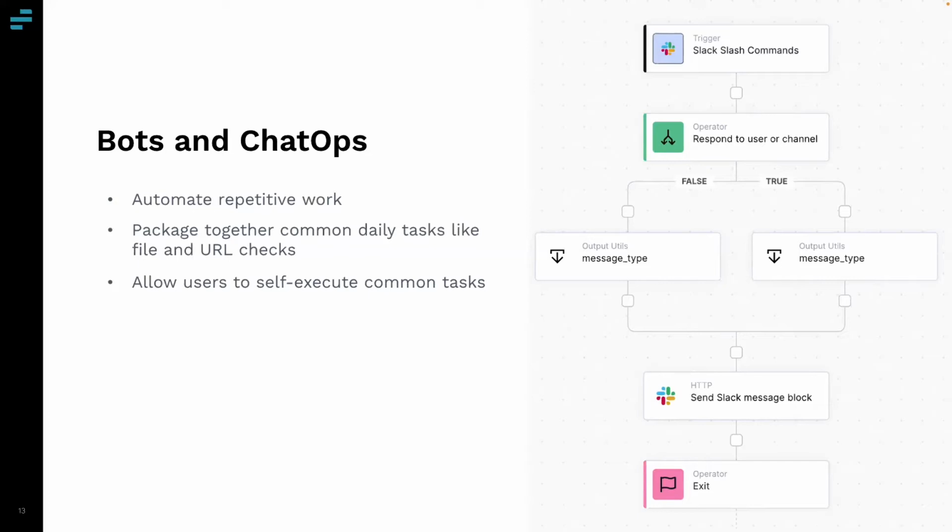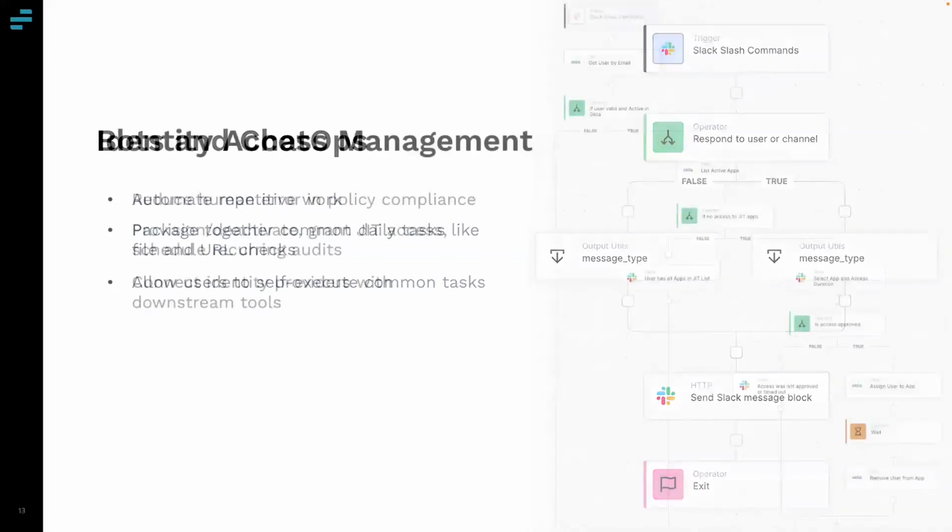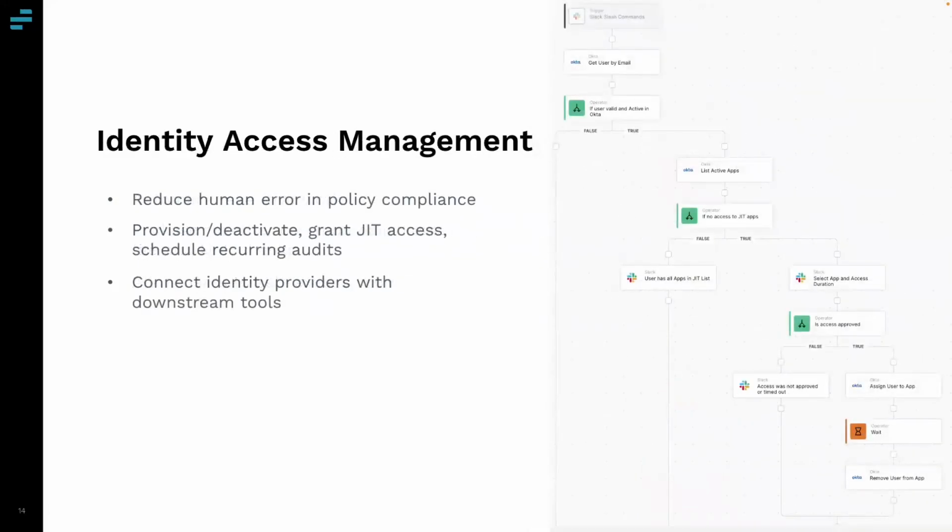Maybe we want to use this with users to do some type of just-in-time access. And speaking of just-in-time access, we can also tie into identity and access management. We can reduce the human error in our policy compliance. Again, being able to do something like just-in-time access, we can pull the user's access after a certain amount of time automatically and not have to rely on a ticket or somebody's schedule to remove that.